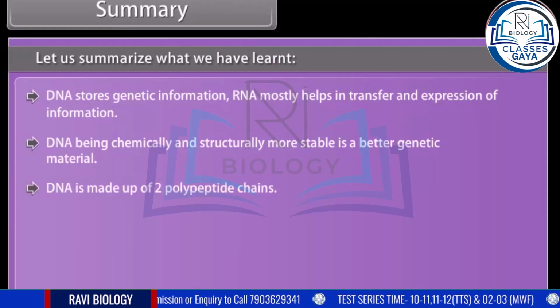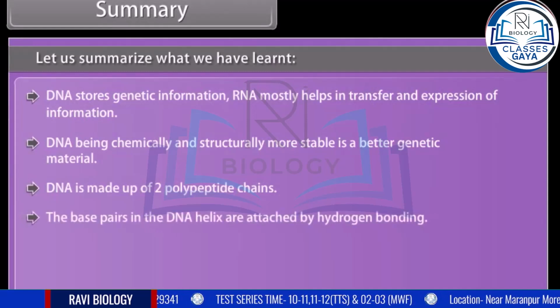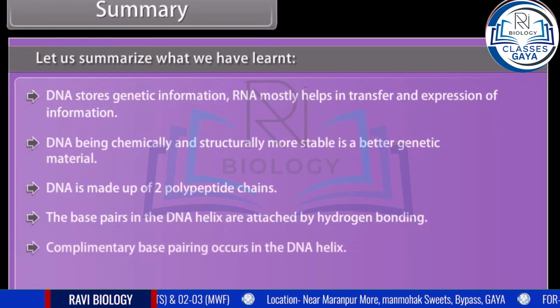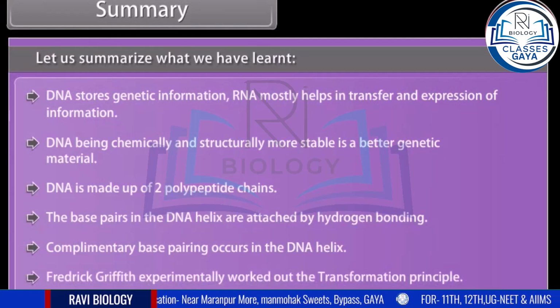DNA is made up of 2 polynucleotide chains. The base pairs in the DNA helix are attached by hydrogen bonding. Complementary base pairing occurs in the DNA helix. Frederick Griffith experimentally worked out the transformation principle.